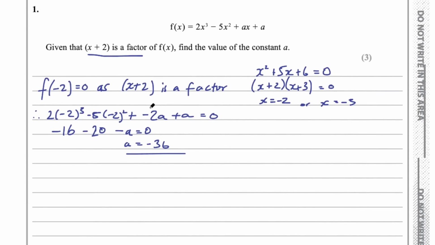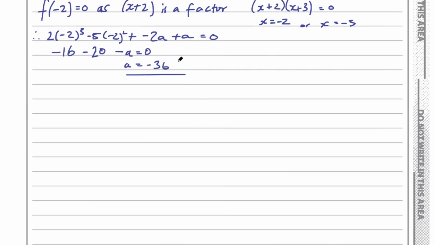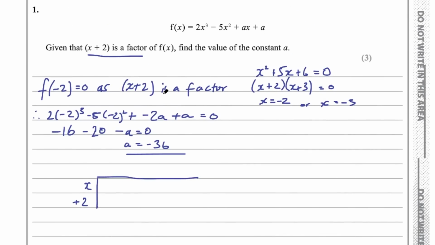Now if you didn't spot that idea that if x plus 2 is a factor, then minus 2 will make that equal to 0, you might try polynomial division. So you might have set up something like this, where there's the factors here, x plus 2, and you try to figure out what the quotient here is. So you'd say, well, if x times something is 2x cubed, what is that something? X times 2x squared is 2x cubed, and then 2 times 2x squared, that's 4x squared, and you can go through that procedure to find a as well. It's a bit more complicated that way, but you can still do it that way if you want to.